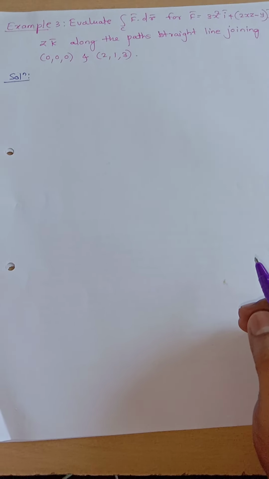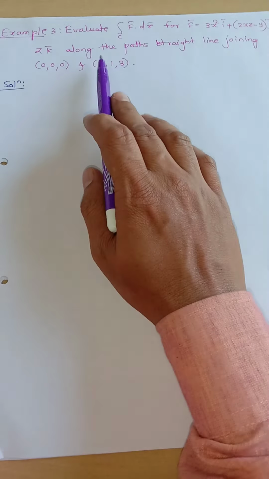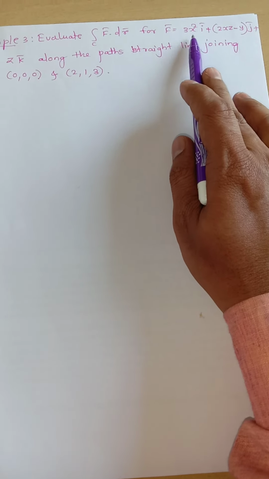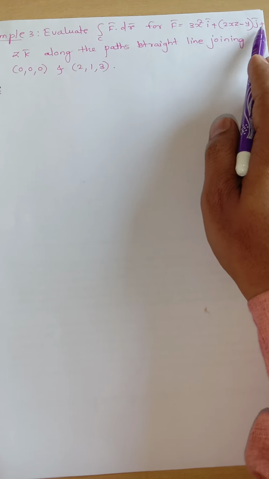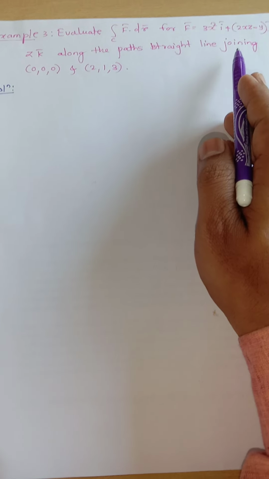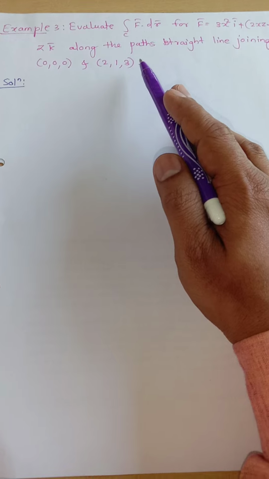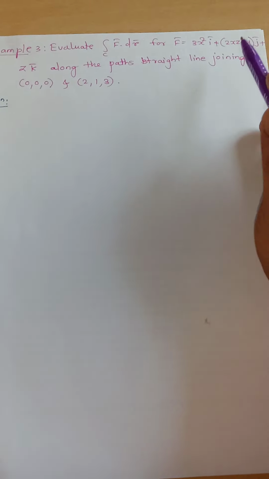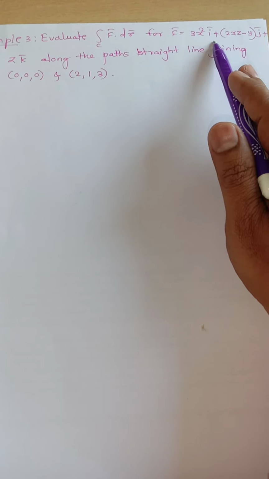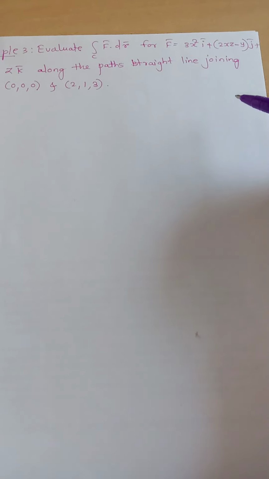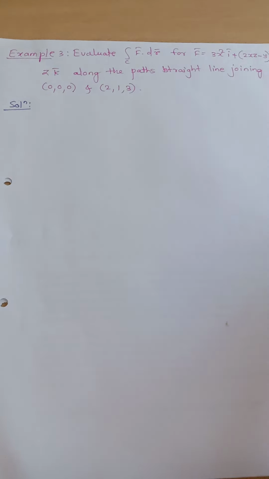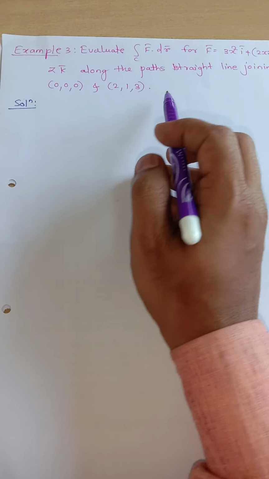Next example, example 3rd. Evaluate the integral over C of f bar dot dr bar for f bar is equal to 3x square i bar plus (2xz minus y) j bar plus z k bar along the path straight line joining 0, 0, 0 and 2, 1, 3. So we have to evaluate this integral over C of f bar dot dr bar, for the vector function f bar along the straight line joining the points 0, 0, 0 and 2, 1, 3.